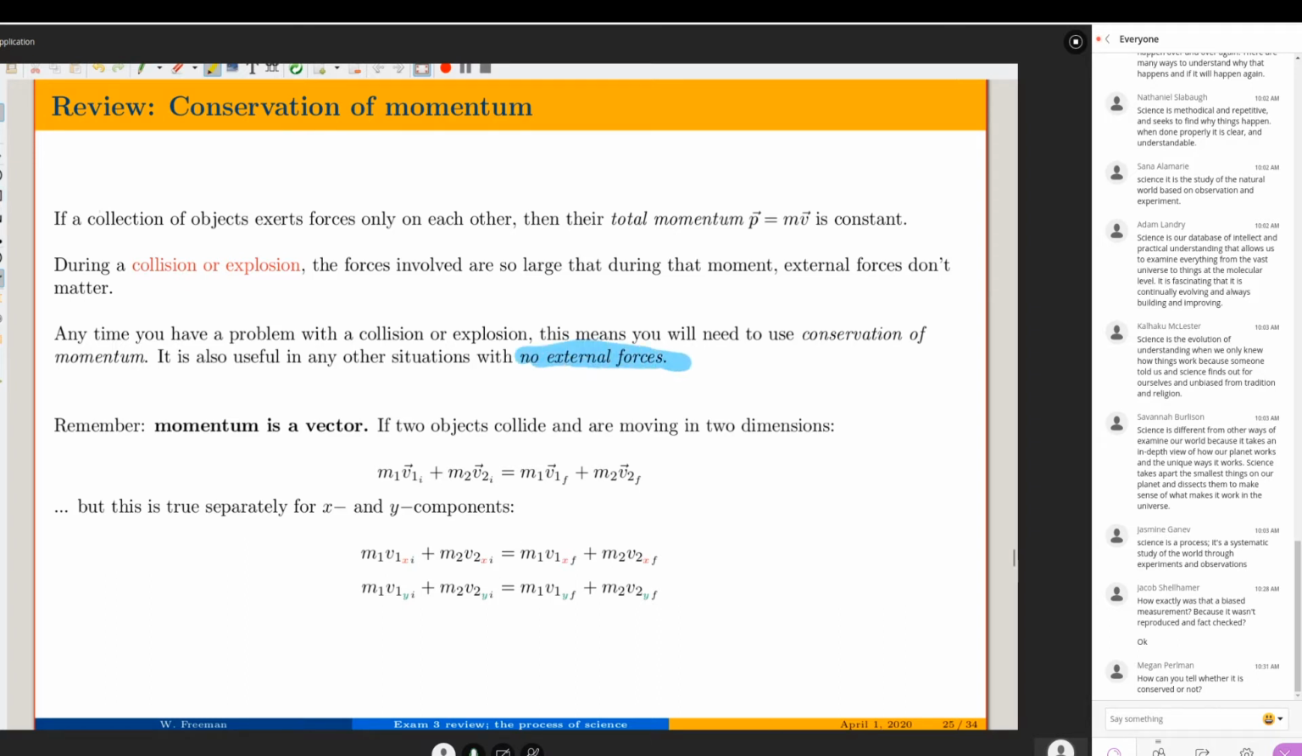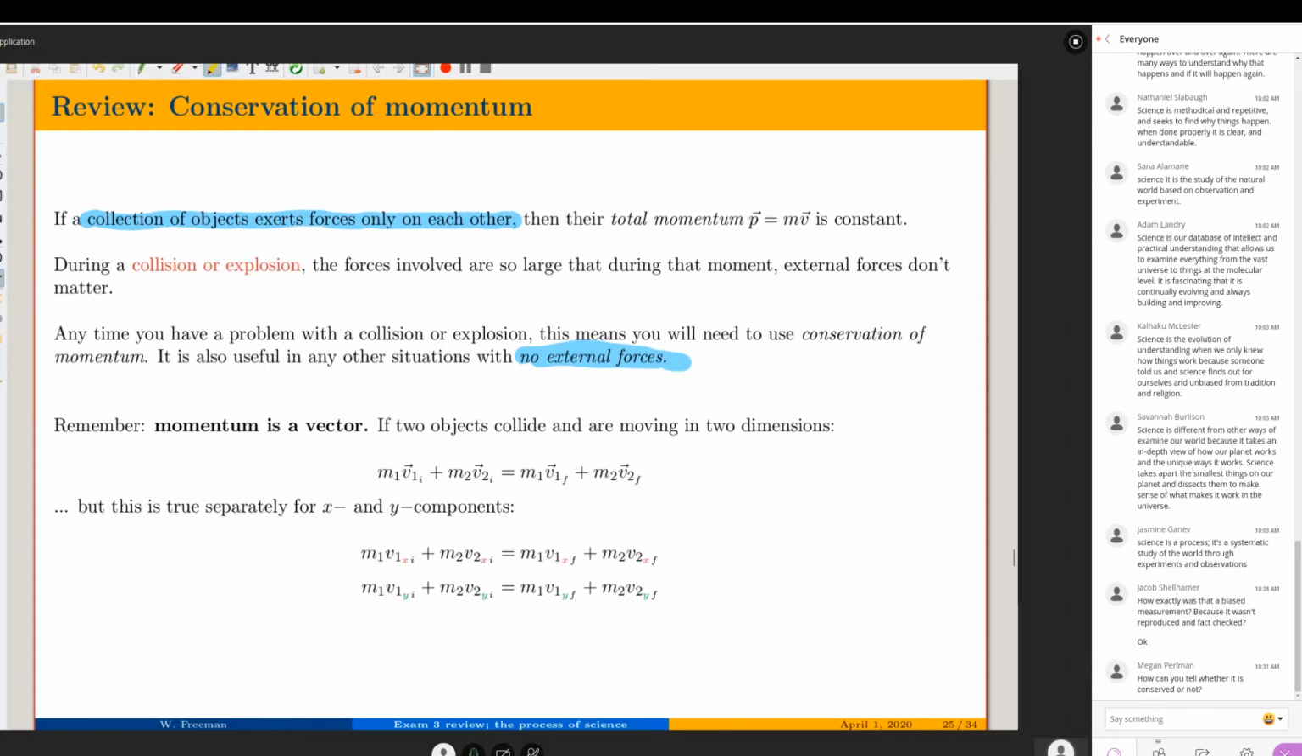So another way to say that is if you've got a collection of objects that only exerts forces on each other, like the ice skaters, right? In the horizontal directions, like if you consider y to be up in the air, in the x and z directions, those ice skaters are only pushing on each other. They're skating without friction. So whenever you've got objects exchanging forces only between themselves.